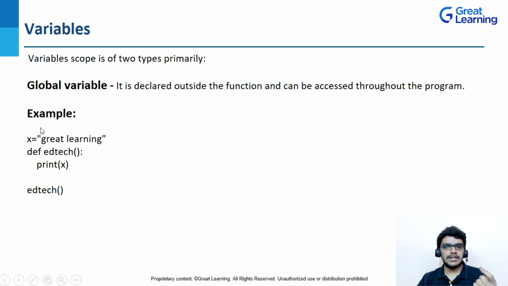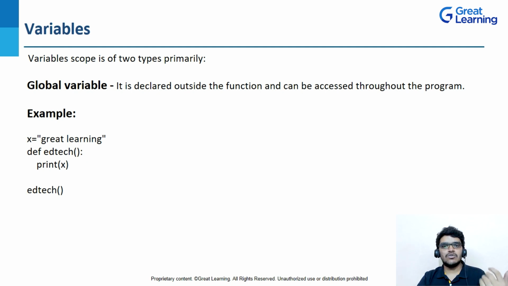This is my global variable, and inside the function I have written print text, so it will print here great learning. But you can't print it directly. You have to call the function. So how to call a function? If you want to invoke or call a function, then you have to call it with the function name. Here the function name is attack, so I will just call attack, and whatever is inside this function will be printed.